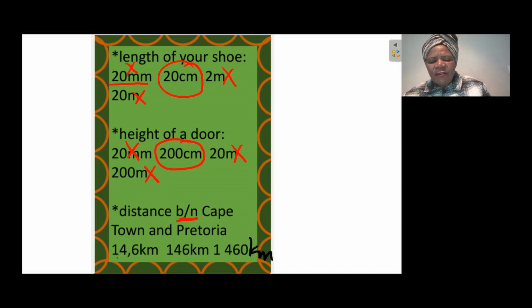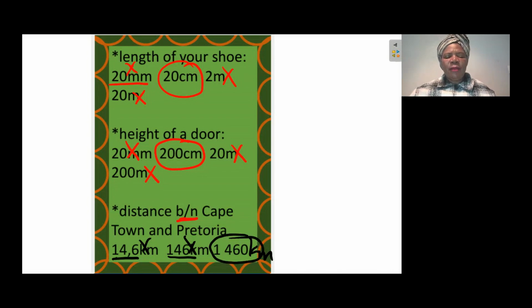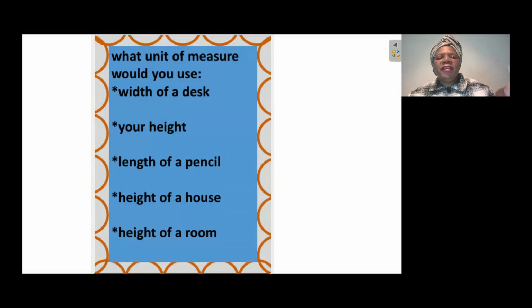Which means 14 is out. And 146 is just for towns which are close by, okay? Which means 1,460 can be a reasonable estimation of the distance between Cape Town and Pretoria, okay? All right, let's go on.